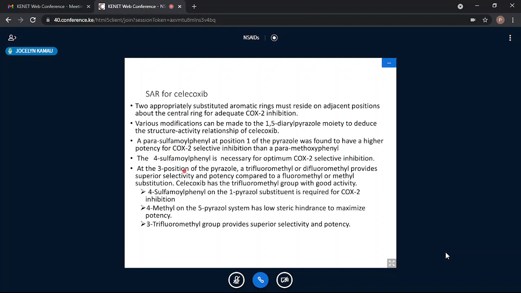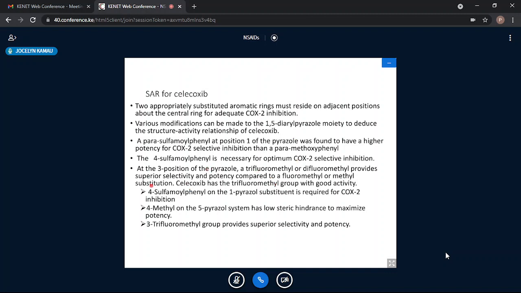Then if you look at position 3 of your pyrazole, 1, 2, 3, kindly look at your structure, you will see that at that position there is a trifluoromethyl group. It was again discovered that at that position you could have a trifluoromethyl group or a difluoromethyl group. Either of them, the difluoro or the trifluoro, was responsible for maximum potency. So in addition to the sulfamoyl group, a trifluoromethyl group at position 3 was also found to have maximum activity, but for celecoxib they chose the trifluoromethyl group, and that resulted in good activity.